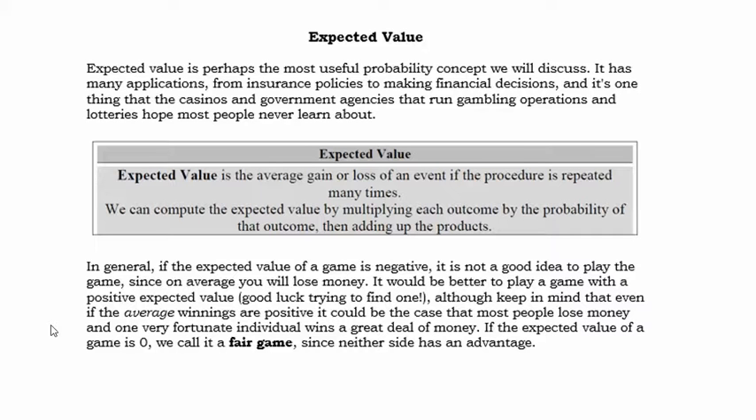It would be better to play a game with a positive expected value, although it would be tough to find one. Keep in mind that even if the average winnings are positive, it could be the case that most people lose money, and one very fortunate individual wins a great deal of money. If the expected value of a game is 0, we call it a fair game, and neither side has an advantage.